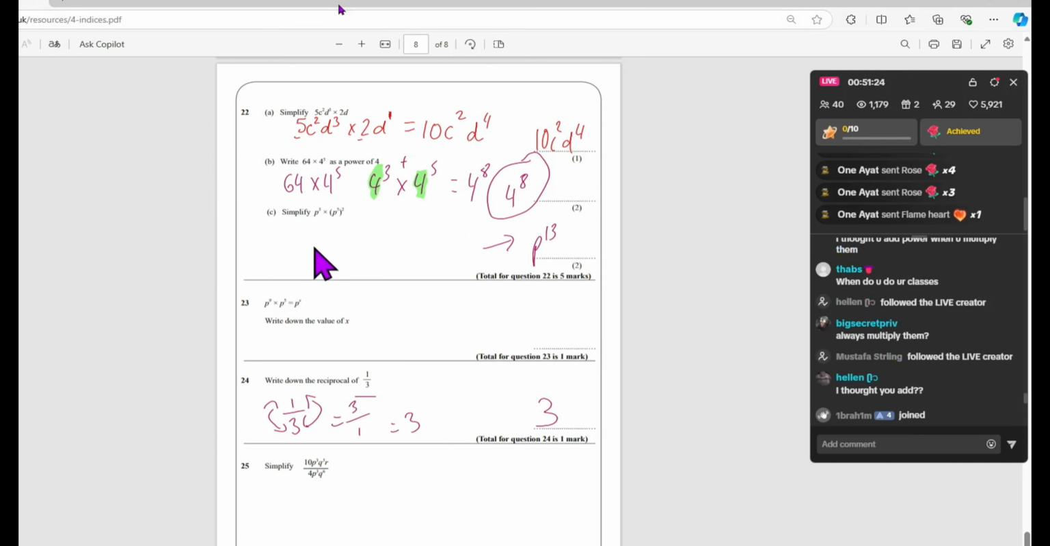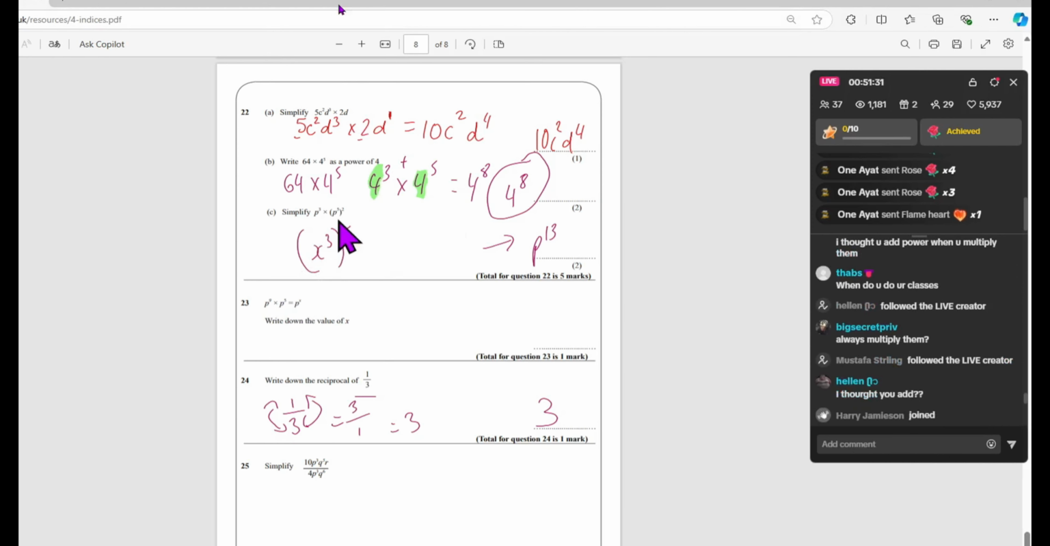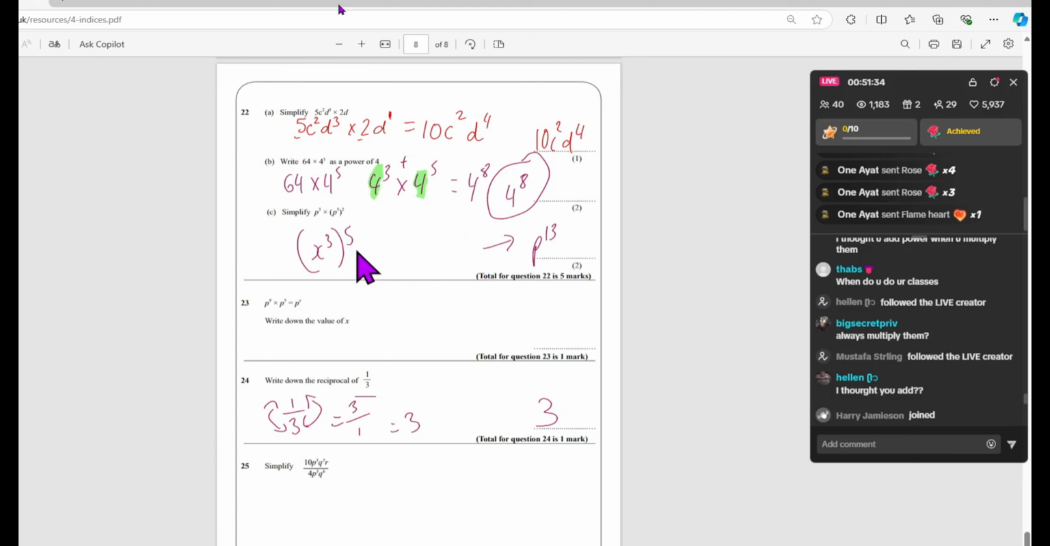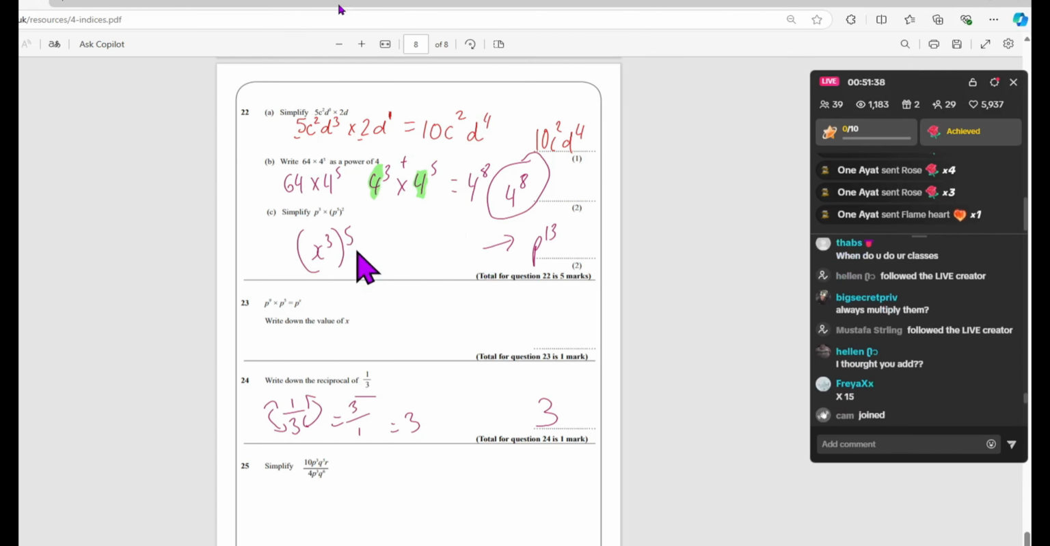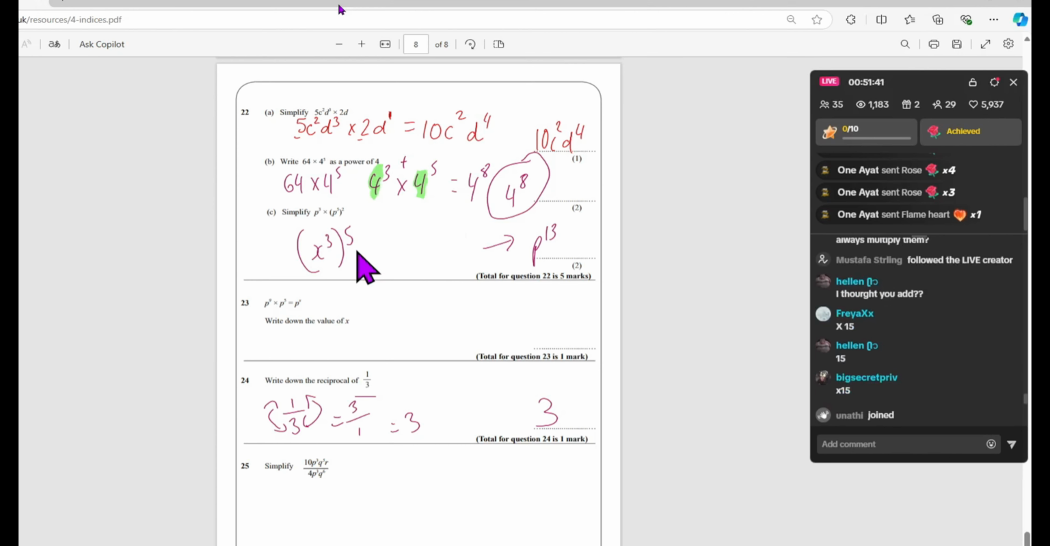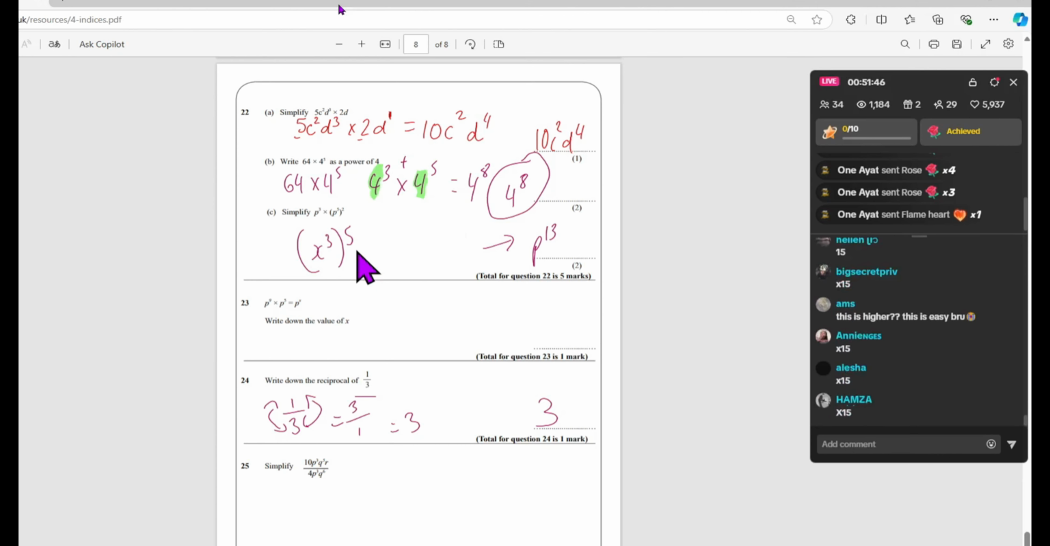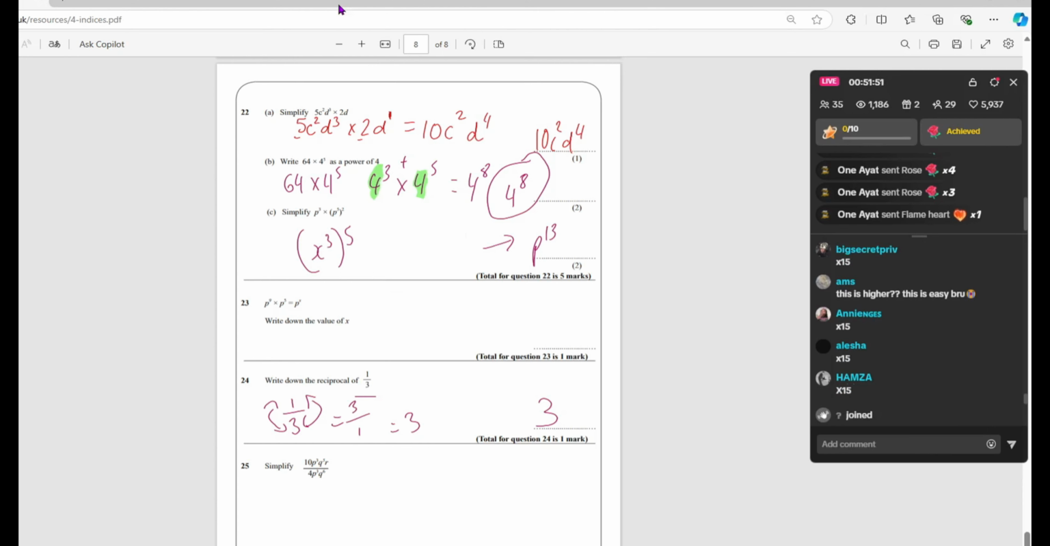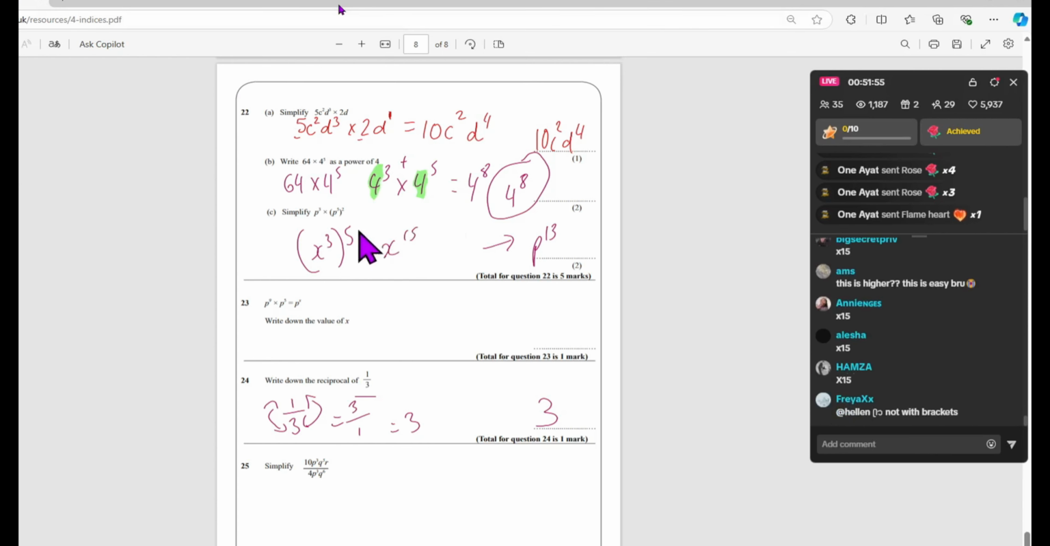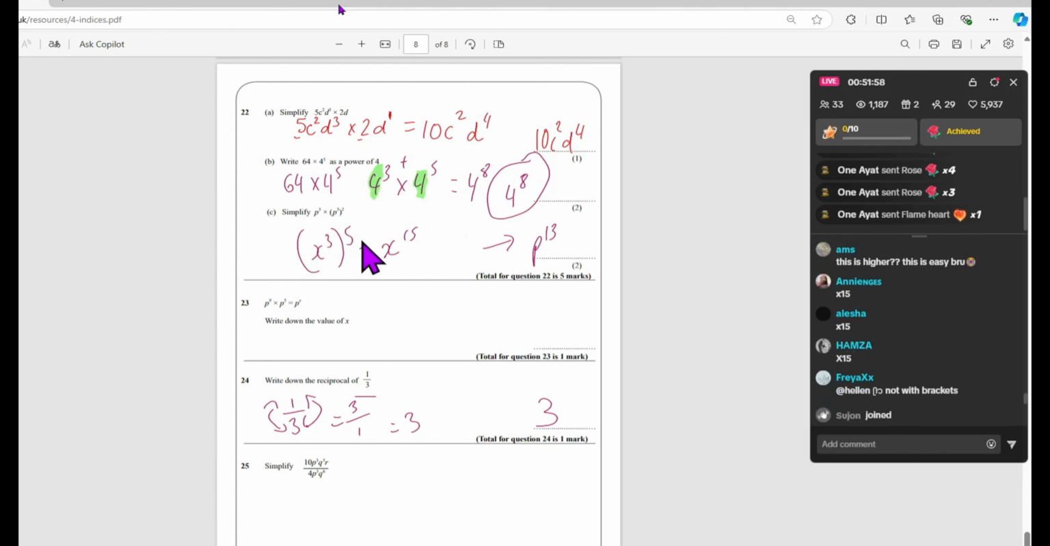So tell me what would be (x^3)^5. What would this be? I want you guys to know the difference between them. Yes, it's x to the power 15. This is because we are multiplying the powers, because they are in brackets, okay?